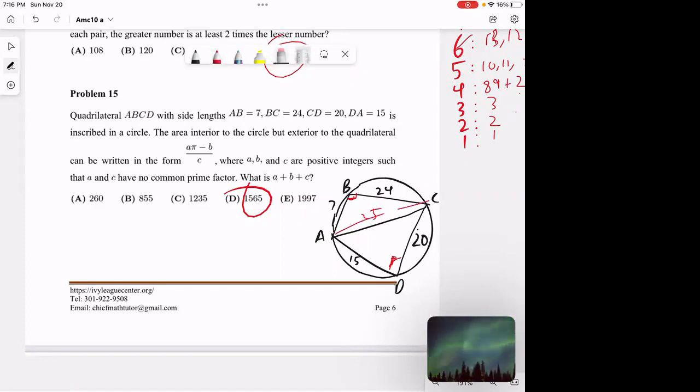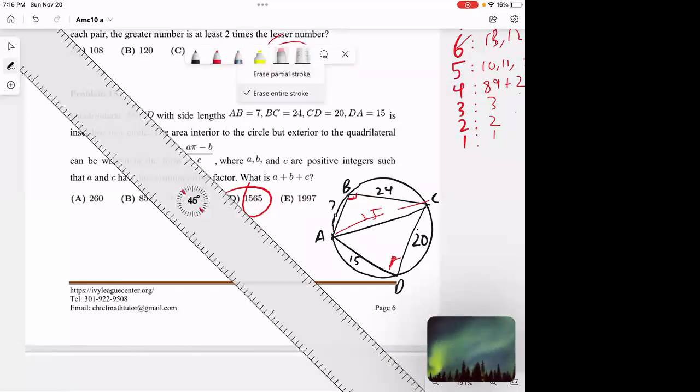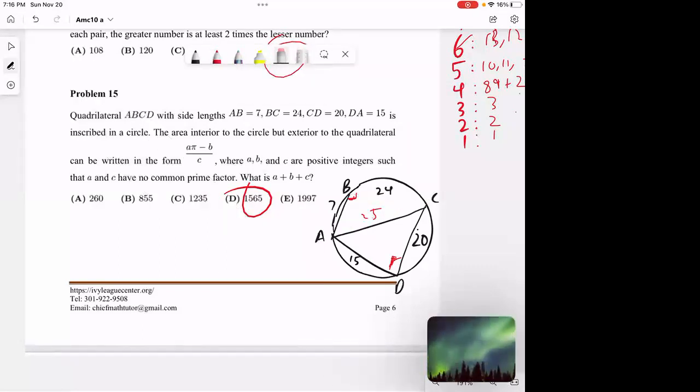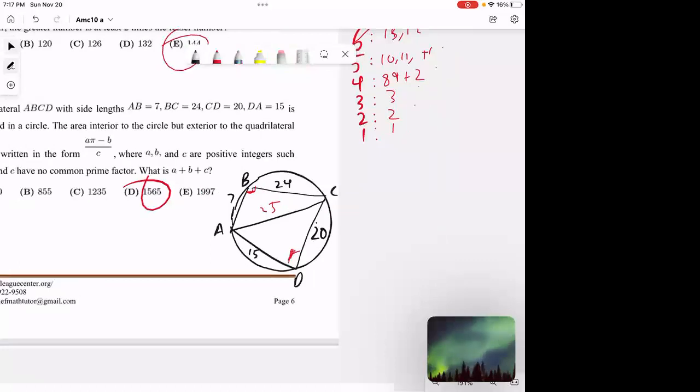So given that, this becomes pretty straightforward to do, right? We're solving for the area in the circle but outside of the quadrilateral, right? Since these are 2 right triangles, we know the area of the quadrilateral, we can do base times height over 2. So 7 times 12, let's see, that's just going to be equal to 84.